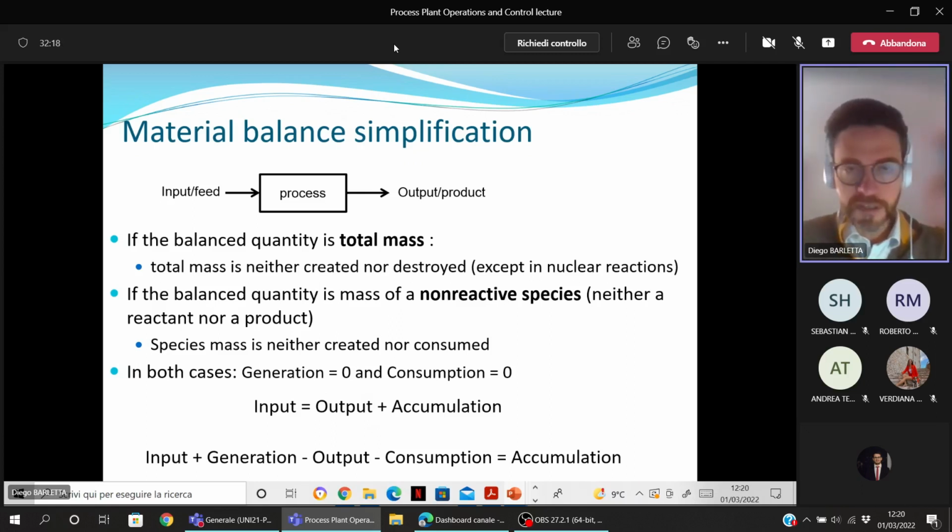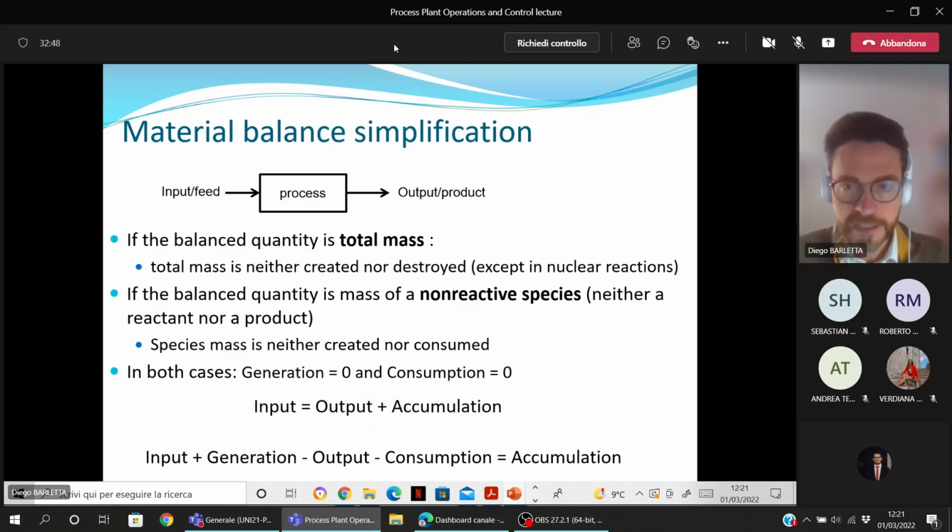This is also the case when we are writing the balance on a chemical species, a chemical component, but there is no reaction taking place. This means that the chemical component is neither a reactant nor a product. So also in this case, generation and consumption are equal to 0, and we can write this as input equals output plus accumulation.